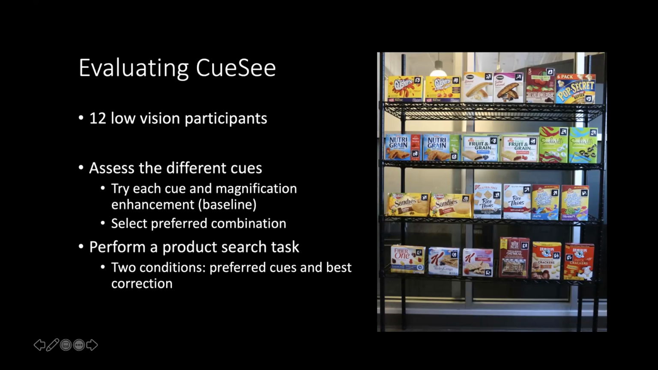Then we also had participants perform an actual product search task. We had them do this with 2 conditions: their preferred cues that they chose from the first part of the study, and also their best correction. So their vision as it was with the best possible correction with glasses or contact lenses or whatever it is that they typically used.